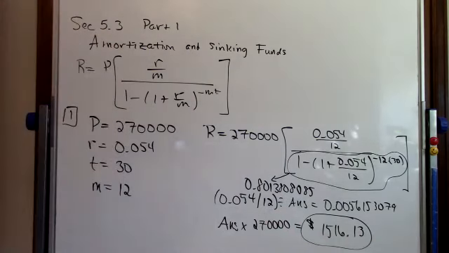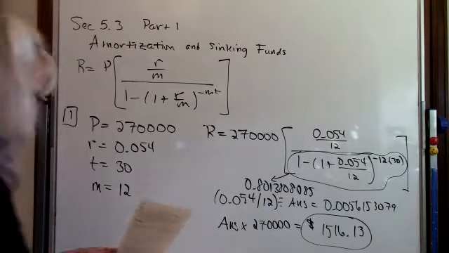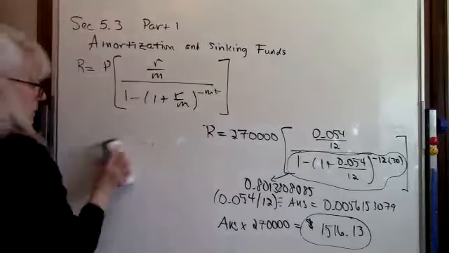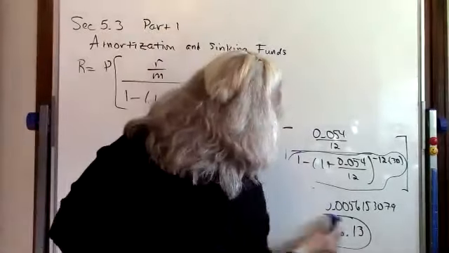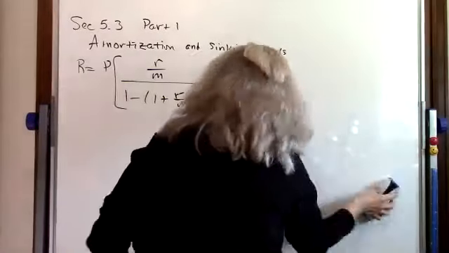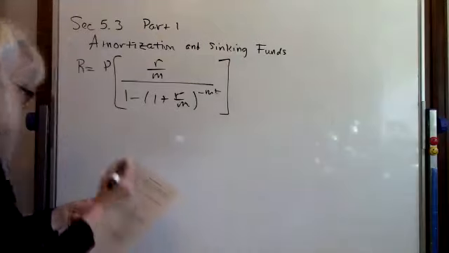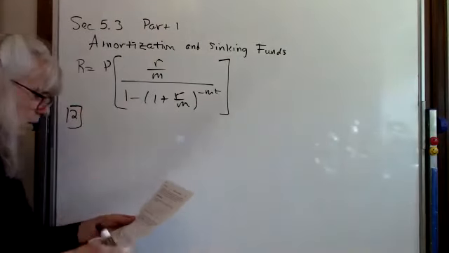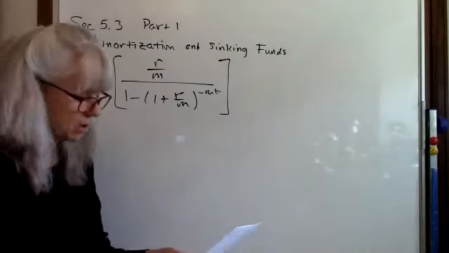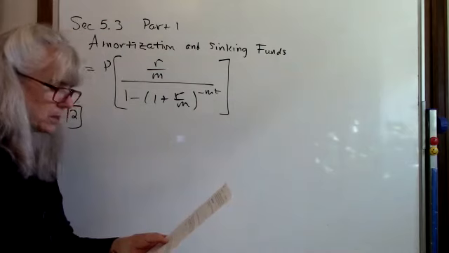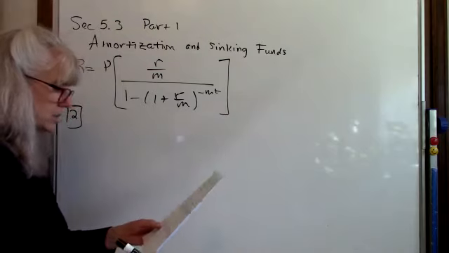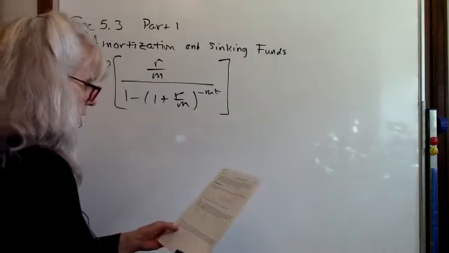Okay, let's try another one, letting you do all the work. So example 2. I'm going to leave the formula on the board for just a minute. Example 2 tells us the sum of $50,000 is to be repaid over a 5-year period through equal installments made at the end of each year. So maybe this is a short-term loan. If an interest rate of 8% per year is charged on the unpaid balance, and interest calculations are made at the end of each year, determine the size of each installment so that the loan is amortized at the end of 5 years.